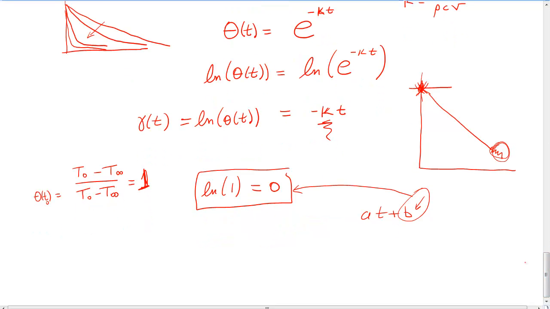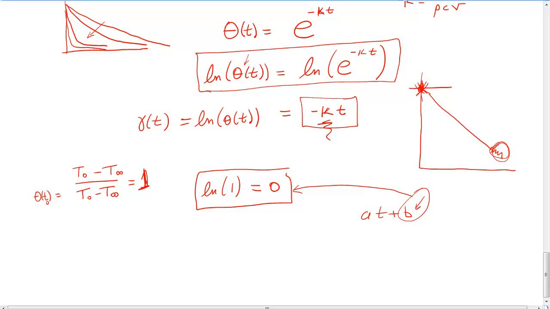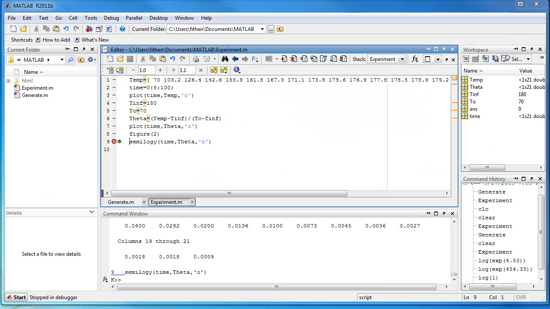So what I'm going to do is take the log of my data set. Now, I don't have a data set over here, but I do have a theta here, and I end up with a kt over here. So here's what I'm going to do. I'm going to come back to my MATLAB.